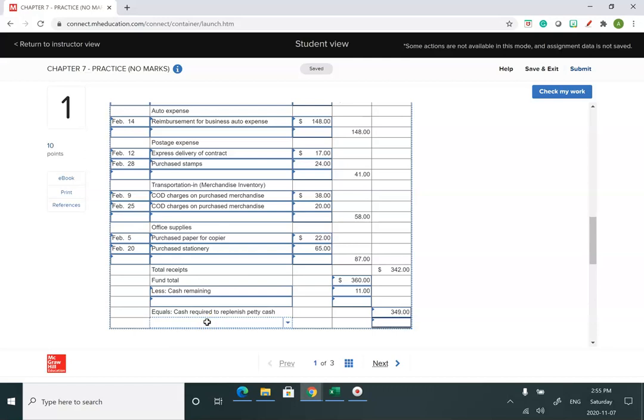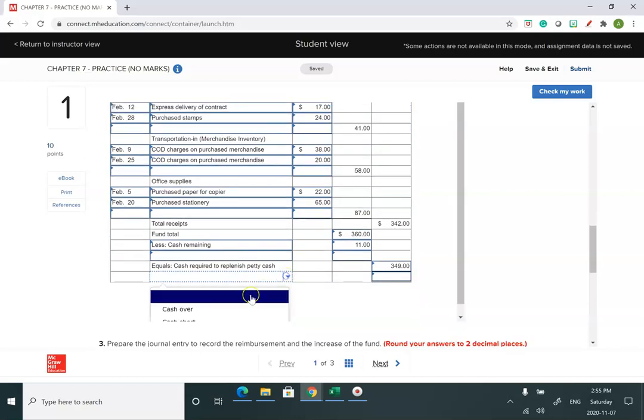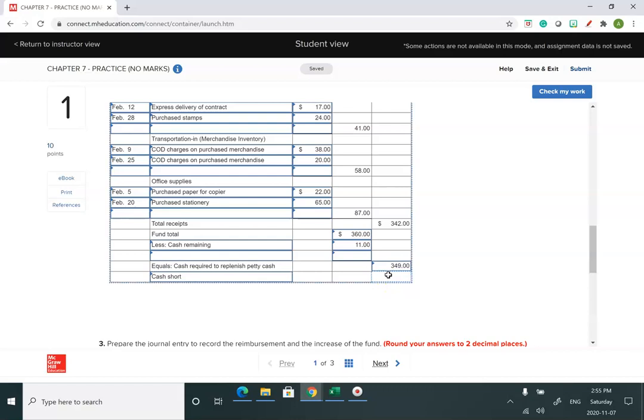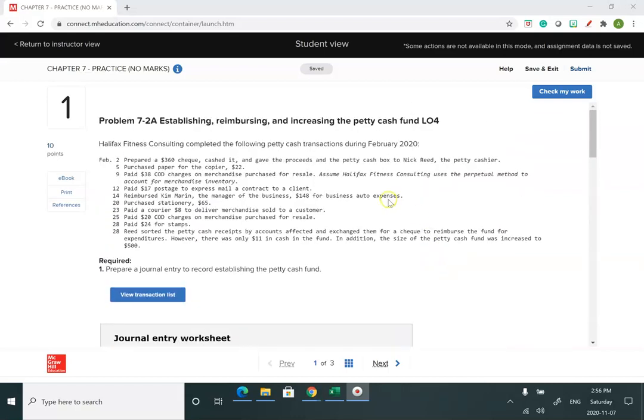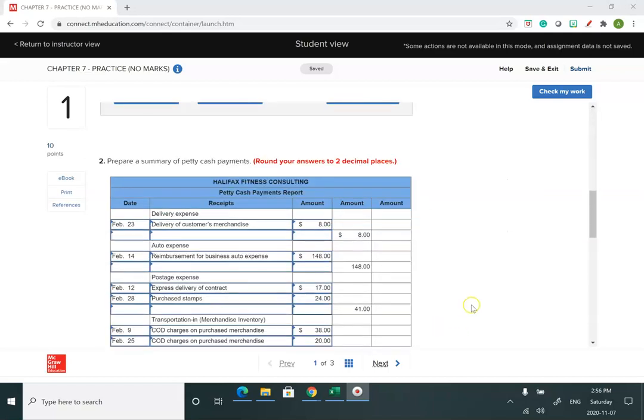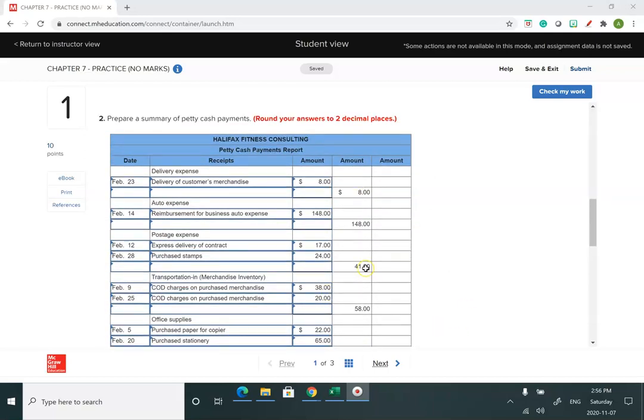And that means that we are actually short by $7, which is just the difference. Take 342 minus 349. So I'm just going to stop here. I'm not actually going to increase my petty cash fund in this step. I'll actually do that when I go ahead and make the journal entry for this working paper that I just did.